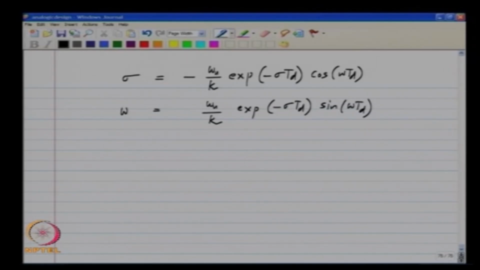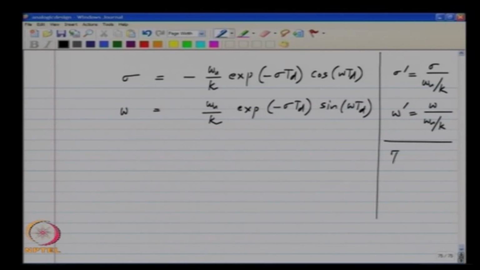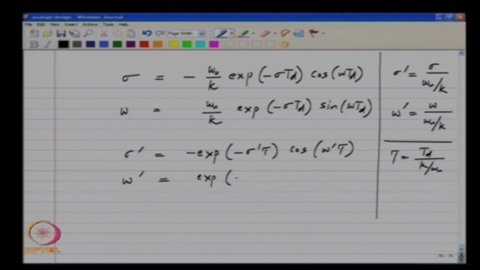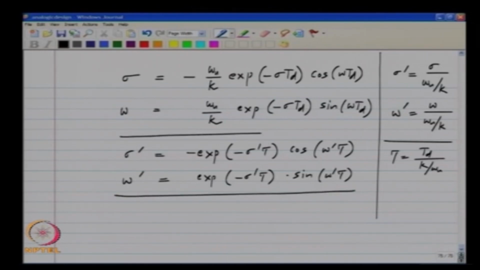Now, again I will normalize the terms, so that we will end up with dimensionless quantities. I will define sigma prime to be sigma normalized to omega u by k. Similarly, omega prime is omega normalized to omega u by k, and tau is TD normalized to k by omega u. Okay. With this normalization, we can rewrite this as sigma prime is minus exponential minus sigma prime tau cos omega prime tau, and omega prime is exponential minus sigma prime tau sin omega prime tau. Okay.